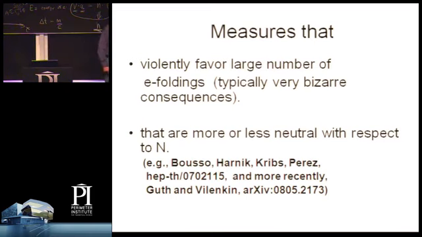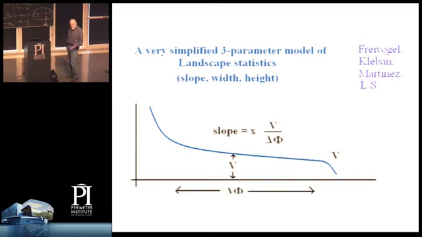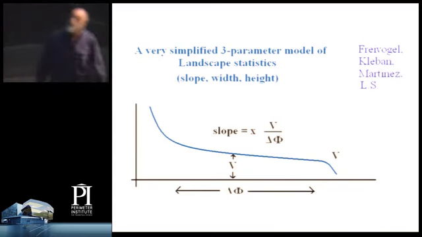Other kinds of measures, and all of this measure stuff is phenomenological, at least at the moment, tend to be rather neutral with respect to the number of e-foldings. The examples that I know are ones by Bousso, Harnik, Kribs, and Perez, and more recently an extremely interesting one by Guth and Vilenkin. If it's neutral with respect to the number of e-foldings, then really what determines the statistics on the landscape is simply counting the number of vacua of each type.